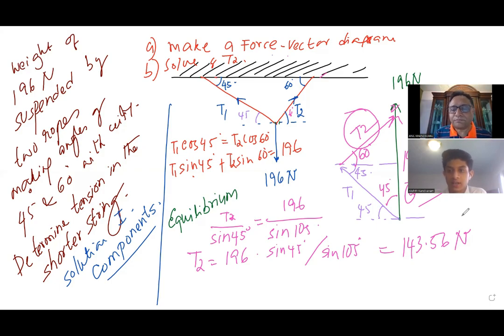So actually what I was thinking is, once again, I was thinking to do like T1 cos 45 is equal to T2 cos 60, right? And then, since 196 is made up of both of the signs, I was thinking of adding. But that'll probably be longer. Yes, you're going exactly back to your original process of splitting it into X and Y components, right? So that is one method.